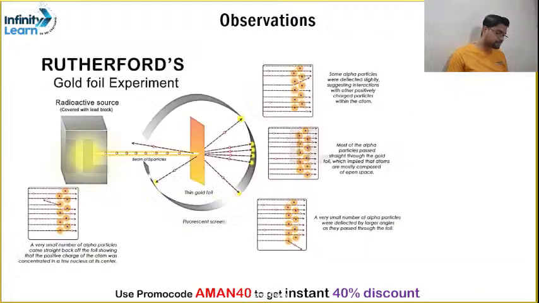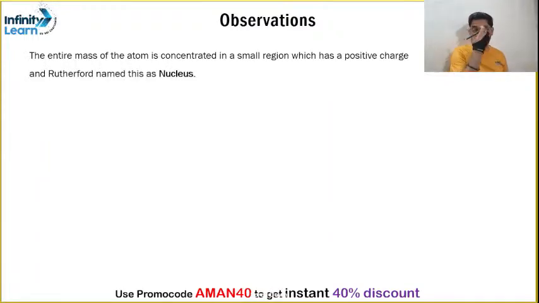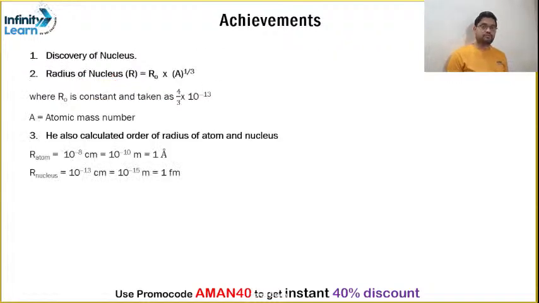So yeah, that's all the things that I have written over, whatever we have discussed, in terms of pictorial view. You'll get this thing. Let's proceed further. Now the entire mass of the atom is concentrated in a small region which has a positive charge, and Rutherford named this thing as nucleus. Clear?